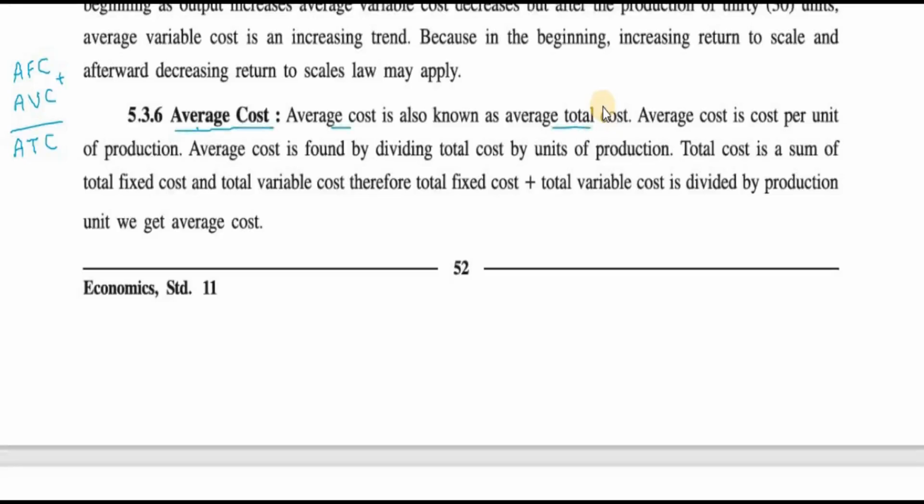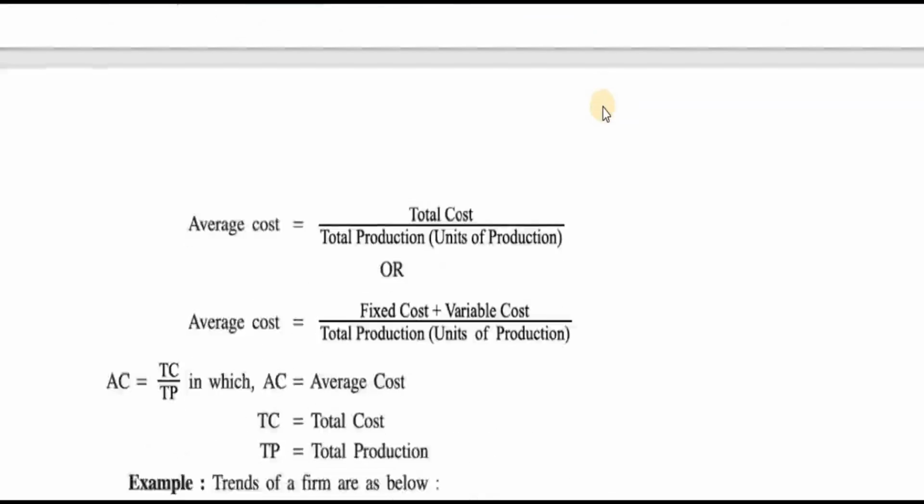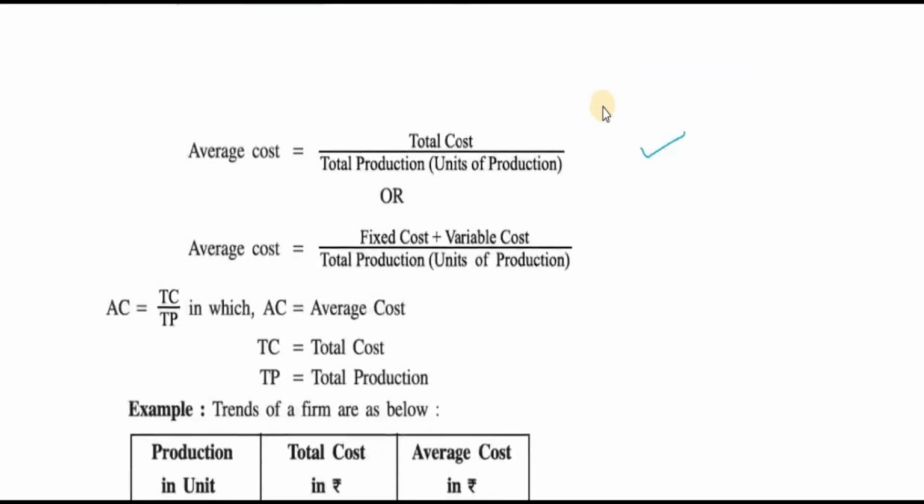It's the cost per unit of production, or we can say it is the total cost per unit of production. So how do we get it? We divide the total cost by the total units of production. And what is total cost? Total cost is the sum of the total fixed cost and total variable cost. So it will look like this: average cost is total cost upon total production, that is basic.